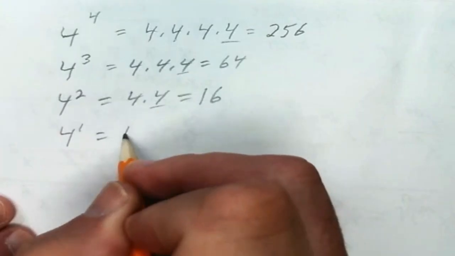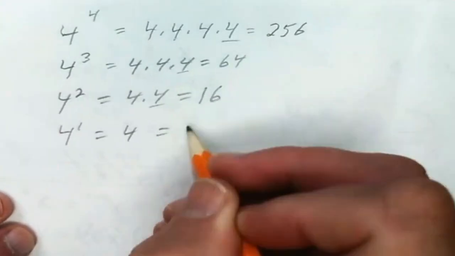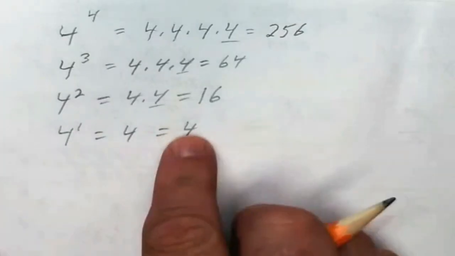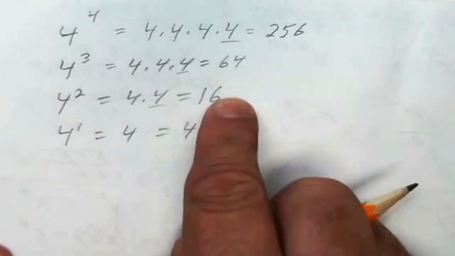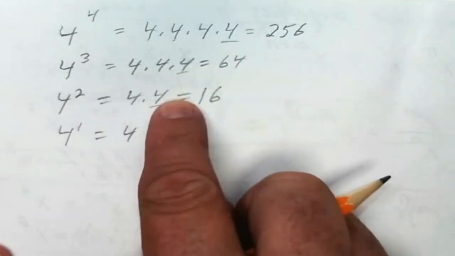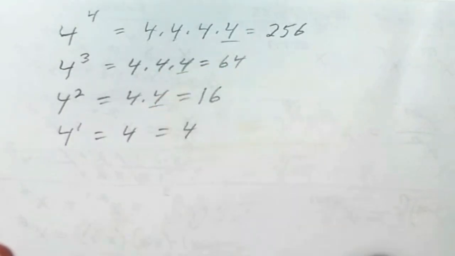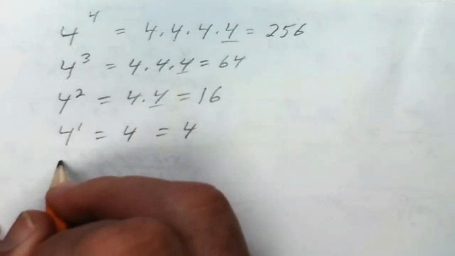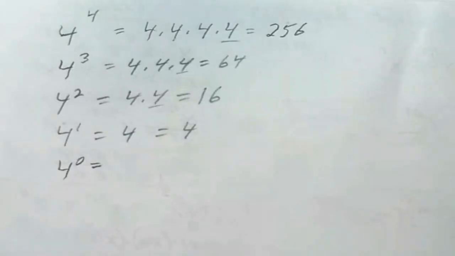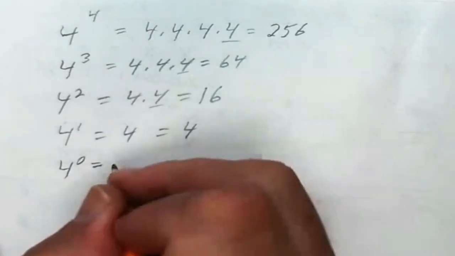4 to the 1st is just 4. So 16 divided by 4 is just 4. If we want to get back to 16, we just multiply the 4 back, right? Because we're multiplying by 4. But if we go backwards, we're dividing off a 4. So that means 4 to the 0 power would equal what? Well, if we divide this by 4, it equals 1.